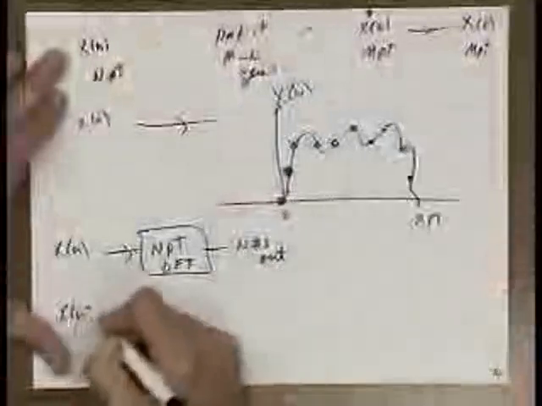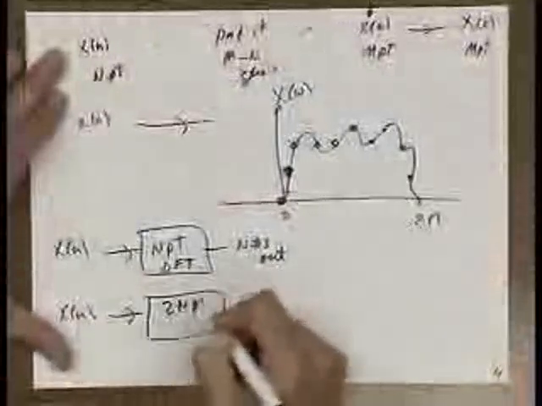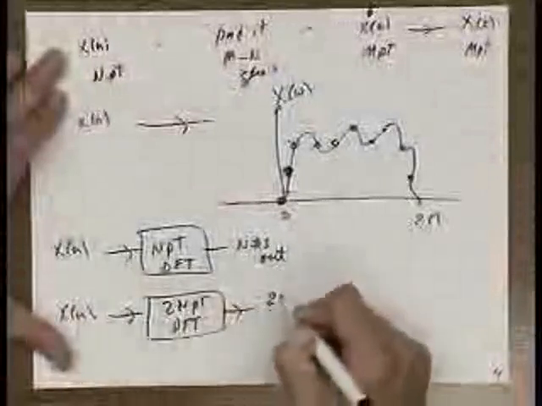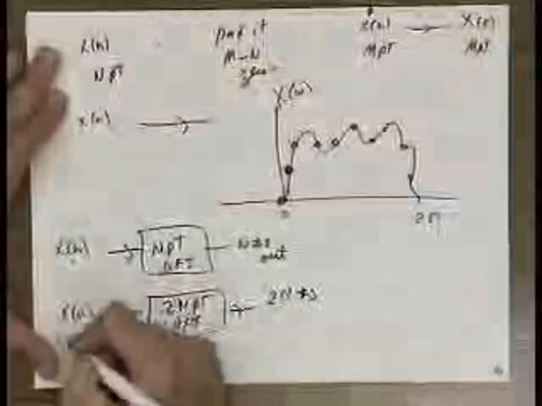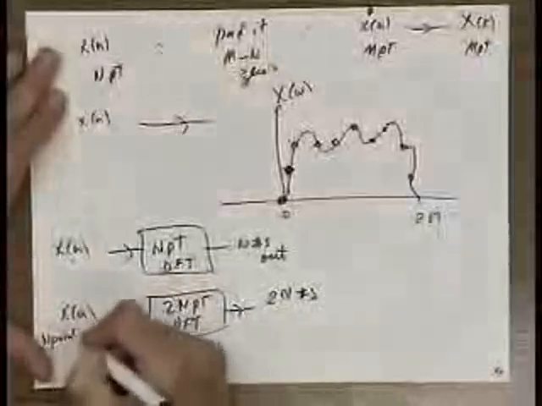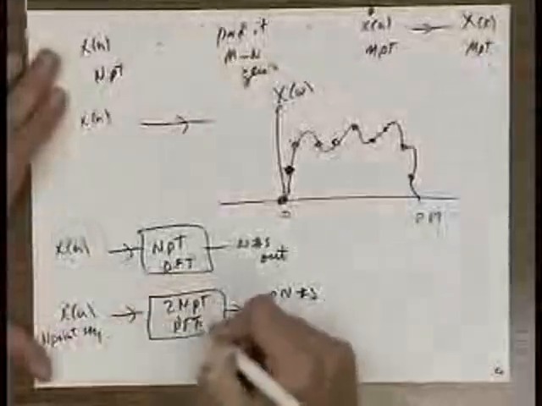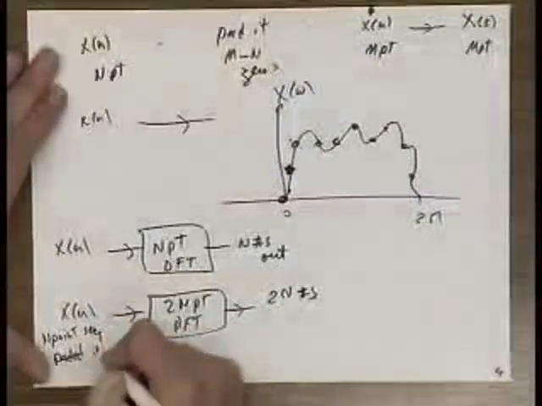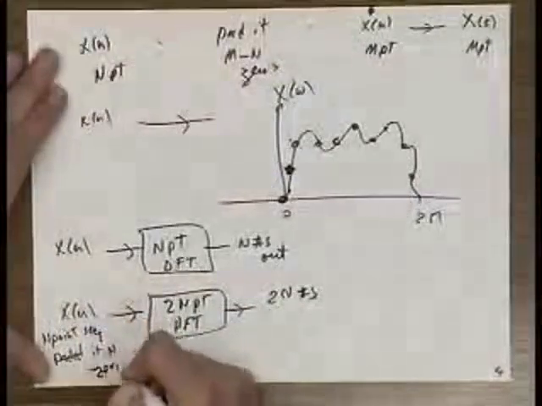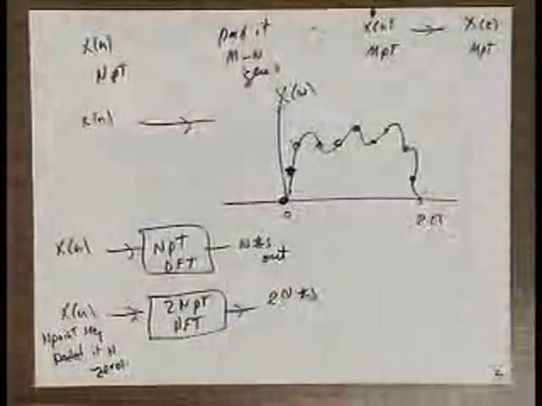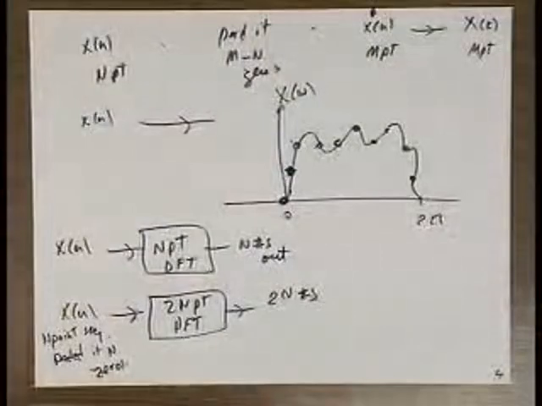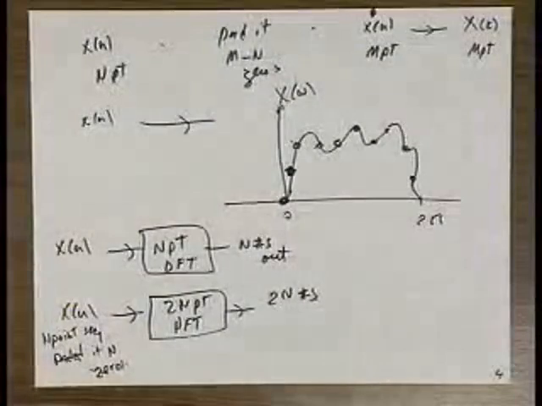Now, if I start with x of n and take a 2n-point DFT of it, and I get 2n numbers out, remember again, x of n is an n-point sequence. In order for me to take a 2n-point DFT of it, I've essentially padded it with n extra zeros, right? Everybody follows that, right? So when I have a 5-point sequence and I talk about its 10-point DFT, I'm talking about padding it with 5 more zeros. If I have a 5-point sequence and I talk about a 1,000-point DFT of it, I'm padding it with 995 zeros, right?